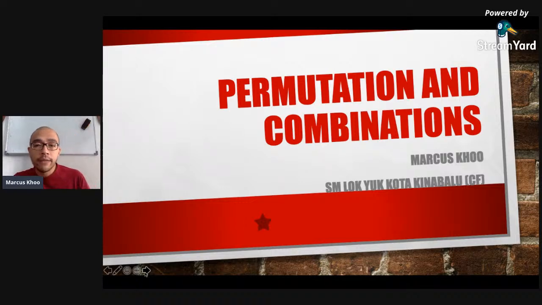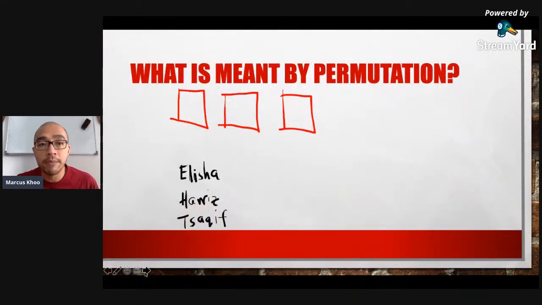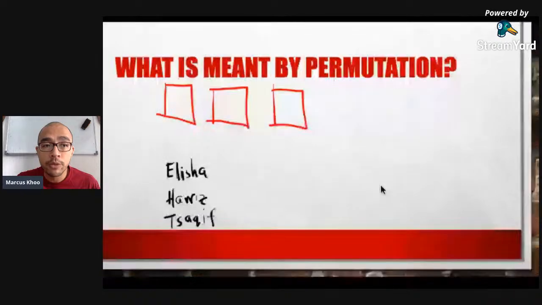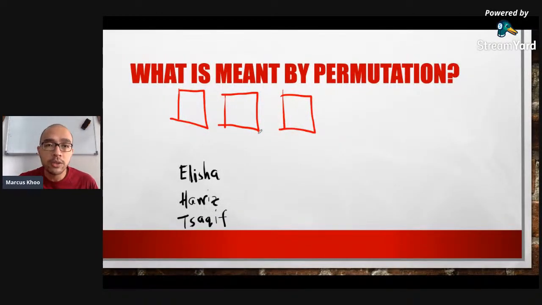So the first thing we need to talk about is what is meant by permutation. In order to demonstrate this, I'm going to use this example. Let's say we have these 3 seats over here: seat 1, seat 2, and seat 3. And then you have these 3 students. Let's say I take Alicia, Haris, and Sakif. When we talk about permutation, the question is, how are we going to arrange these 3 people so that everyone gets 1 chair? How many kinds of arrangements can we get?